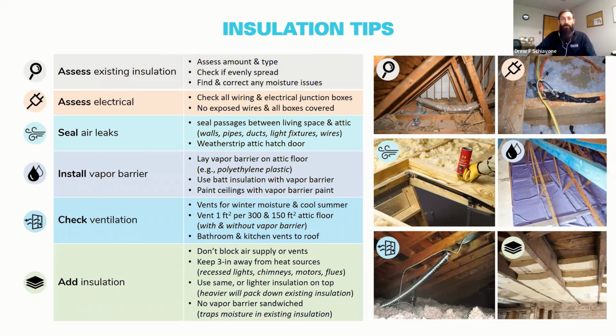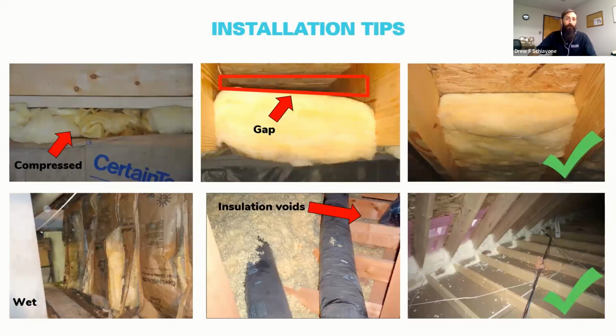I'll share some quick examples here of tips that I can share with you. You don't want to have it compressed. It's not going to work. The top left shows fiberglass insulation batting crammed into a spot there. It's not going to work that way. Gaps between: if you're down in the basement and you see insulation in the floor with a gap, like in that top center picture, that's going to allow airflow in there that will cause problems. It's not going to work as intended.